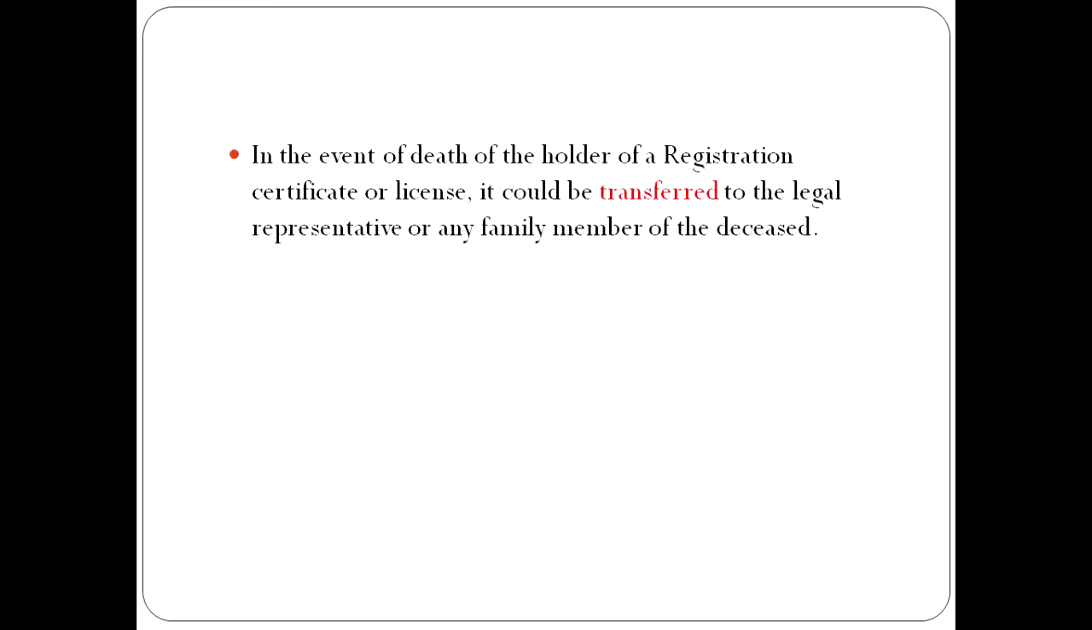Another thing is that, suppose a food business operator is there, and he has died due to some reasons, and he is a holder of registration. In that case, he is a food business operator who is a holder of license. In case of his death, it could be transferred to the legal representative, someone or his family member. There are also certain conditions for the transfer of his license.